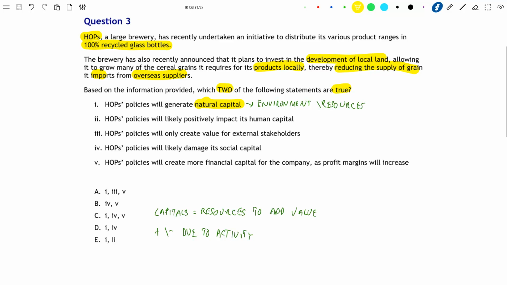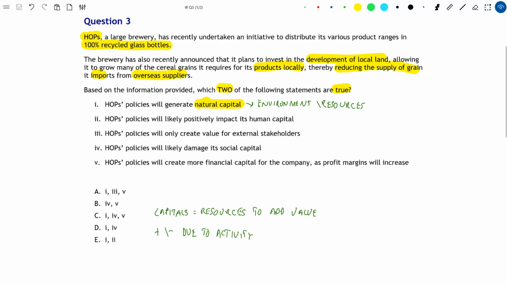However, in the context of this question, we're told that Hops has recently undertaken an initiative to use 100% recycled glass in the beer bottles that it distributes. So clearly here we see that the business is attempting to use maybe more renewable resources. It's attempting to reduce its impact on the environment in which it operates. And this will therefore improve, it will generate natural capital for the business.